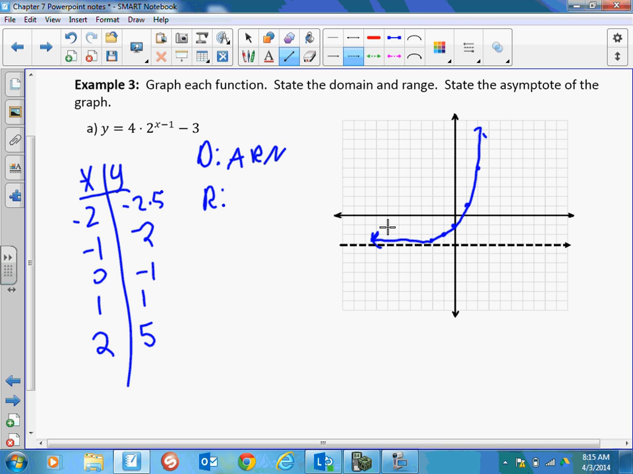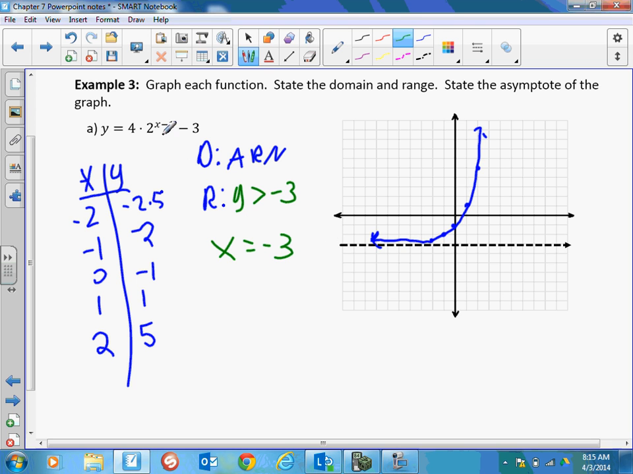Now our asymptote changes, so our range is going to change with that as well. Our range is going to be y is greater than negative 3, because all our y's are bigger than negative 3. And then our asymptote is going to be x equals negative 3. So that changes a lot when you add and subtract. You've got to change your range and you've got to change your asymptote.